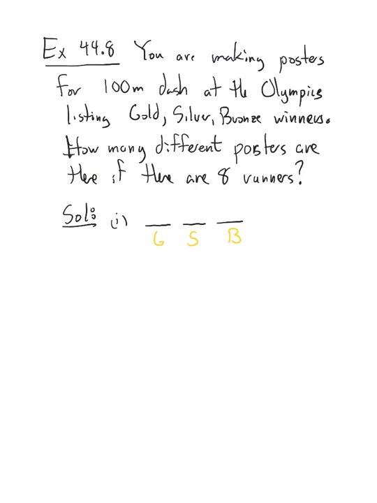So, how many runners can win the gold medal? Well, 8 runners can win the gold medal. But once a runner wins the gold, they can't win the silver. So how many runners are left to win the silver? Well, 7 different runners could win the silver. And how many different runners could win the bronze? Well, the people who've won the gold and silver can't win the bronze now. So there's only 6 runners left that could possibly win the bronze. You multiply this out, you should get 336 different posters. That's not bad.